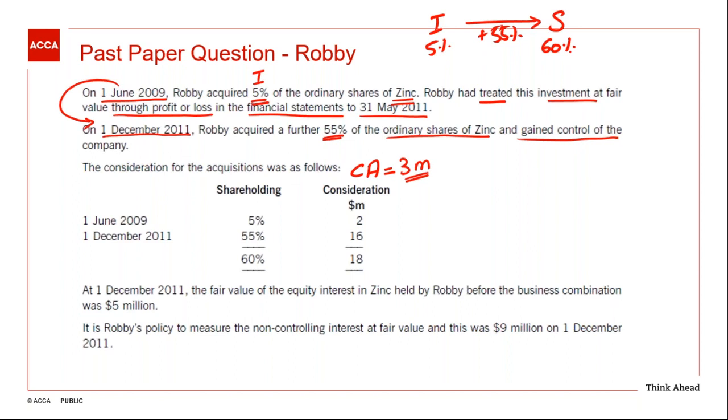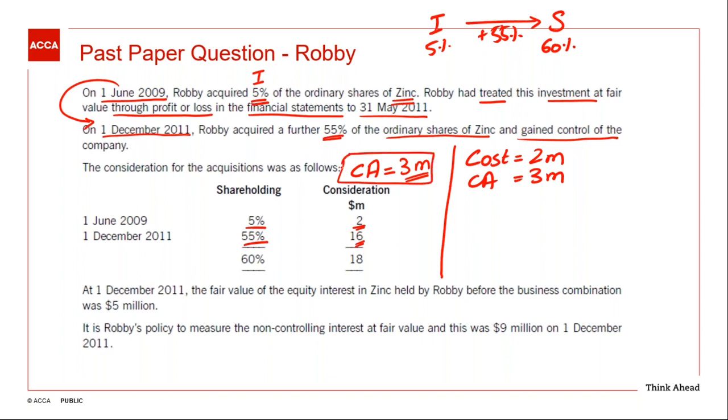Getting back to the question, it further says that the cost of 5% shares was 2 million. The cost of 55% shares is 16 million. So in case of piecemeal acquisition, we always need three things: the original cost of the old investment, which was 2 million, the carrying amount of the old investment, which is 3 million, which I have mentioned over here, and we still need the fair value of the old investment, and the cost of new investment is actually $16 million.